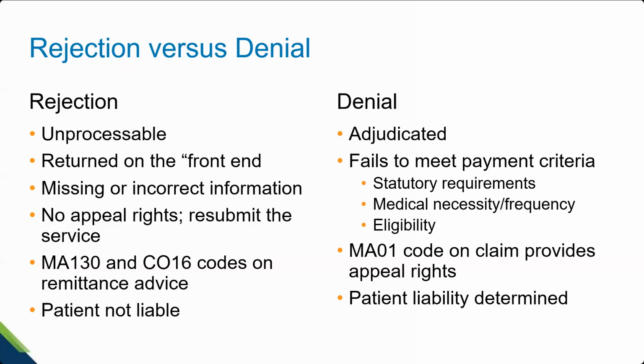Now, when you compare this to a denied claim, you will see and recognize those differences between rejections and denials that I talked about, making it really important to understand that there really is a difference. A denied claim is one that's adjudicated. It's denied, or a claim line is denied on the claim because it fails to meet Medicare's payment criteria. Now, this could be based on a law, or what we call a statutory requirement. Maybe the services didn't meet Medicare's medical necessity rules, or frequency guidelines, which is really a form of medical necessity.